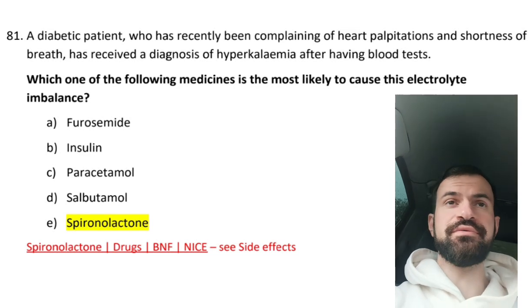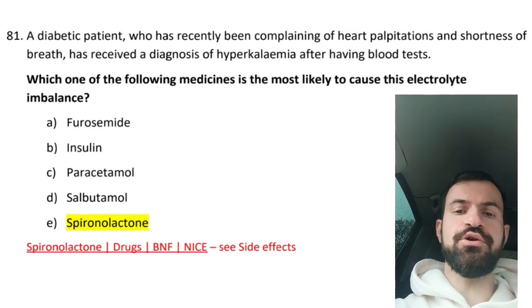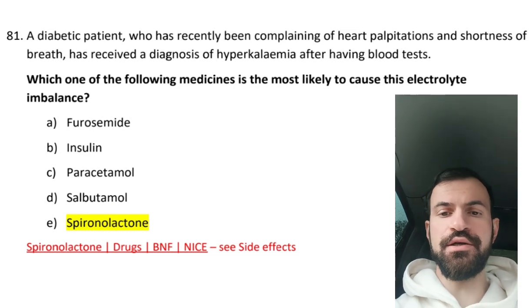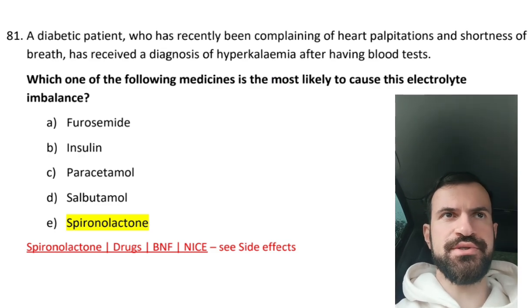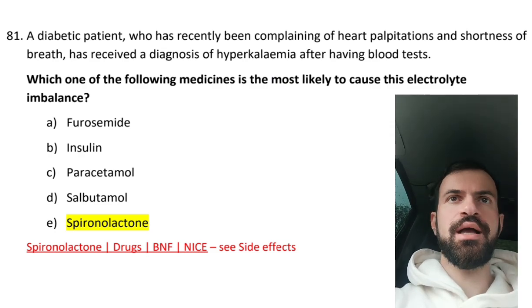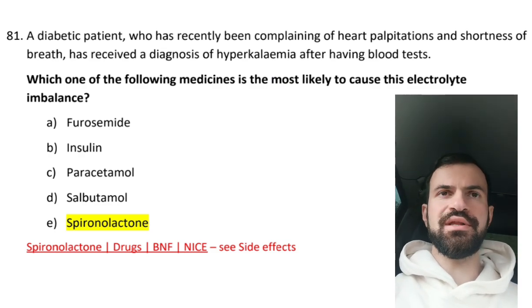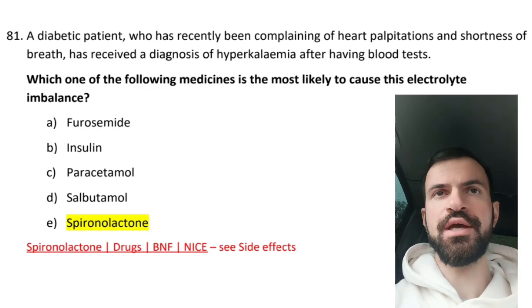So this question right here is a very, very good example. And I actually got a question similar to that in my June exam. One of the questions was, we had the extended matching question in June, and they give you hyperkalemia, hyponatremia as an EMQ, and they give you the symptoms.